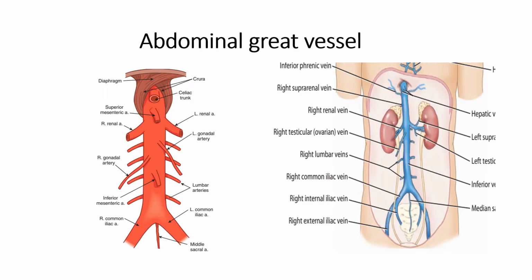Alright, so we're going to start with the abdominal great vessels. We can see the abdominal aorta all the way from the diaphragm up to the level of its bifurcation into common iliac arteries. Likewise, we can see the inferior vena cava from its caval aperture up to the level of the common iliac veins. These are the tributaries, whereas the aorta has branches, which we are going to see in detail.